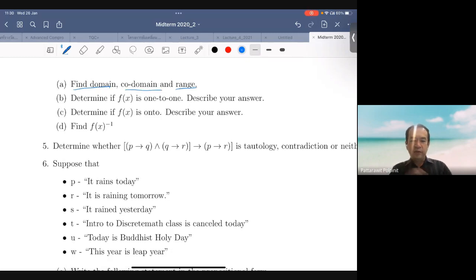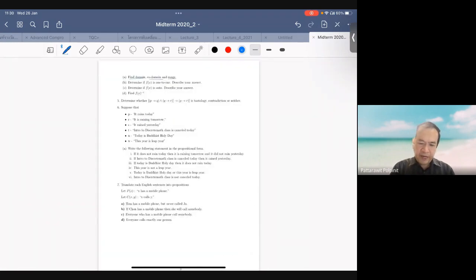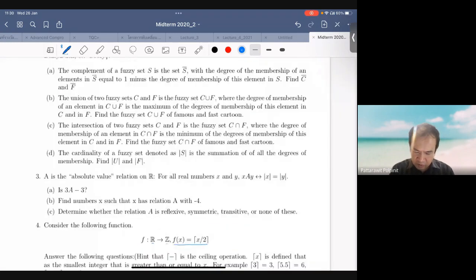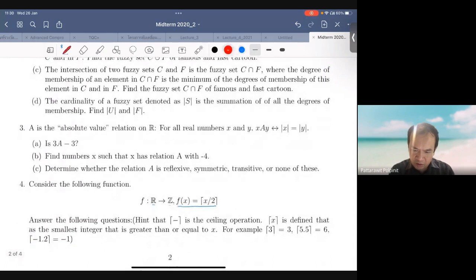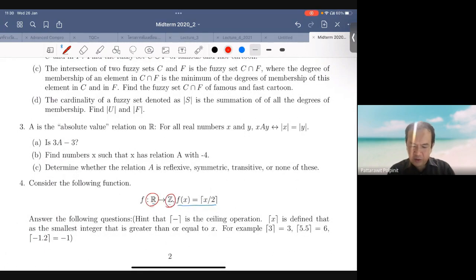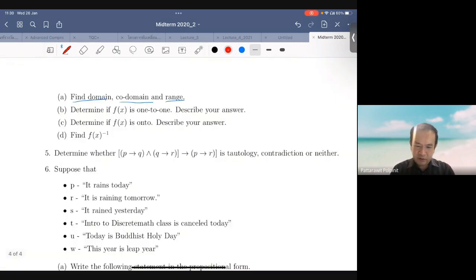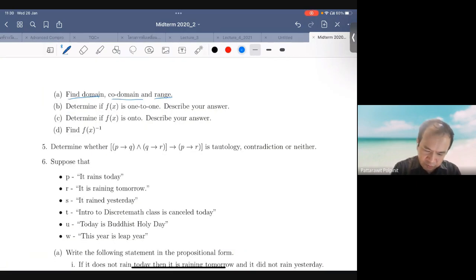Easy, right? Domain, we just look back at the definition. So the domain would be the real numbers, right? The codomain would be the integer numbers, right? Okay, we can answer this one. So this one would be the real numbers, and this one would be the integer numbers. And the range.